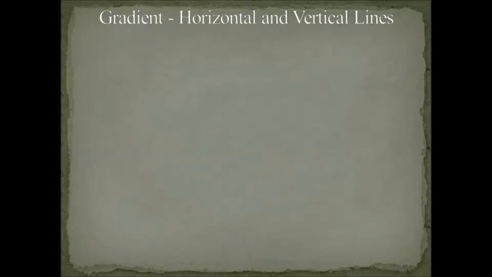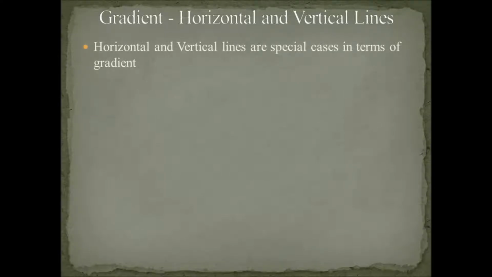Gradient, horizontal, vertical lines. They're the odd ones out within the gradient family, in that they don't quite follow what the rest of them do. They're special cases. If you have a horizontal gradient, it will always be 0. It will have a 0 value and that is an indicator that you have a horizontal line. So if you calculate gradient, you get 0. That's your proof that you have a horizontal line. Or if they tell you the line is horizontal, you know the gradient is 0.